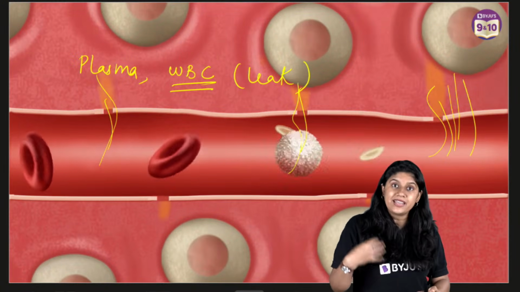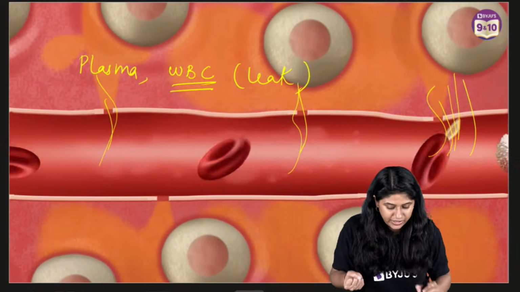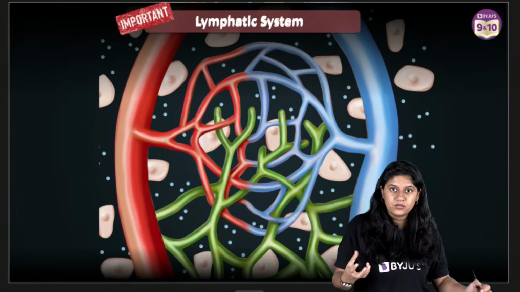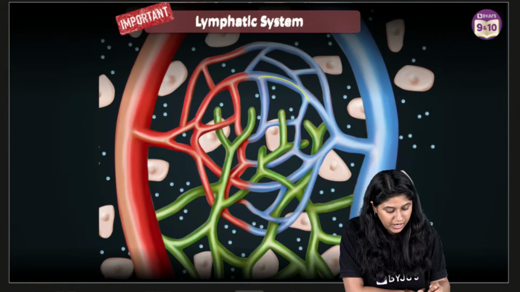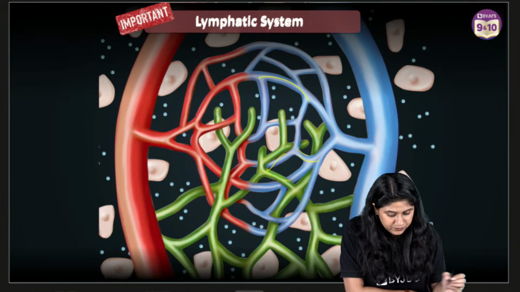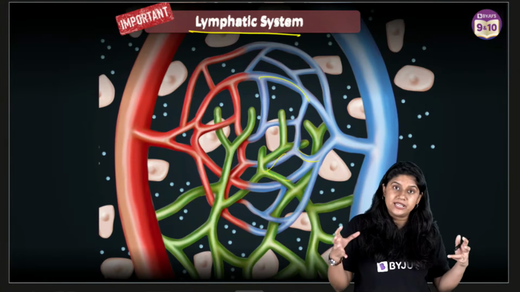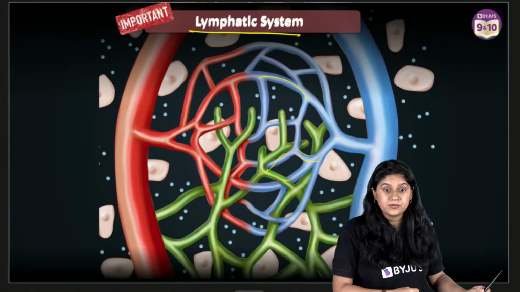They will be getting reabsorbed by the lymph, right? And of course, into the lymph vessel. This fluid which is formed, which is going out, clear, will be forming the lymph. Clear everyone? And eventually it will form the lymphatic system.